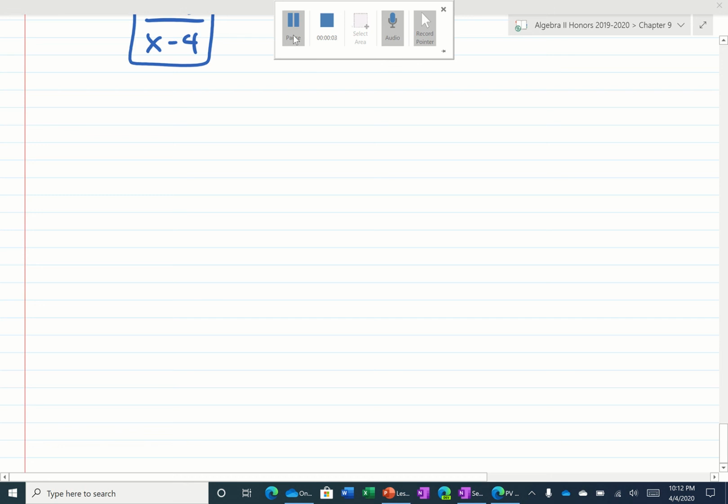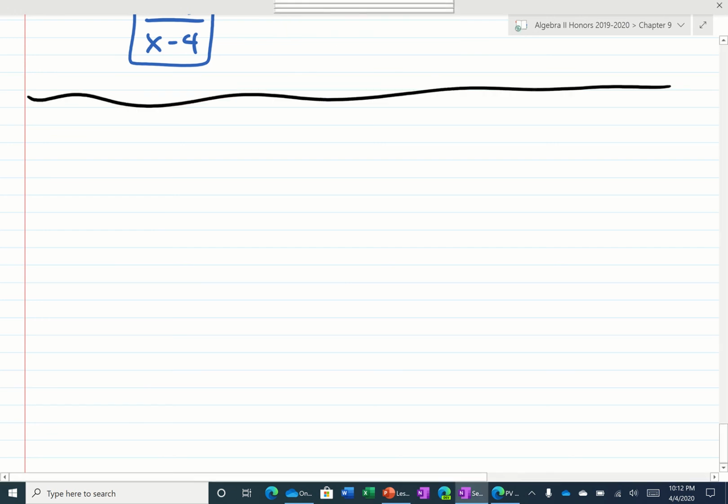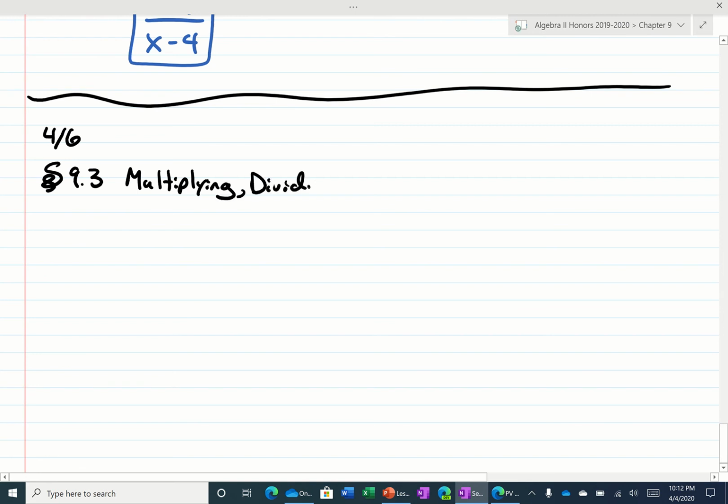Alright, so today we're going to continue on with 9.3. We'll actually finish it up. And today is the 6th. This is section 9.3, and this is going to be our second day of doing this. So I'll say it's multiplying, dividing, and simplifying rational expressions.